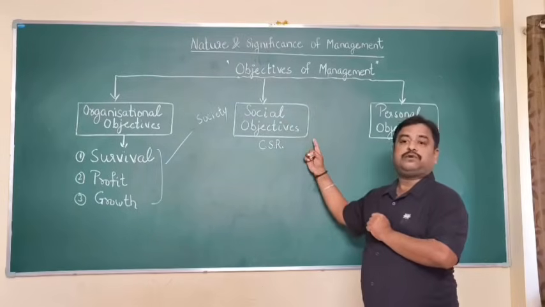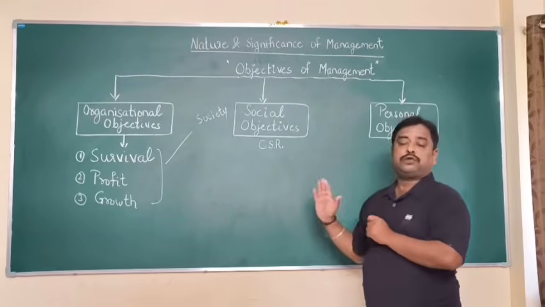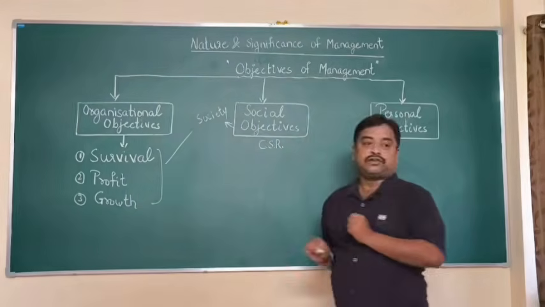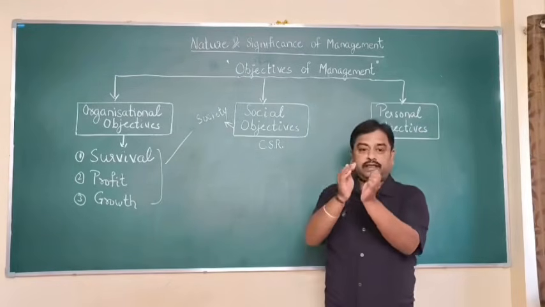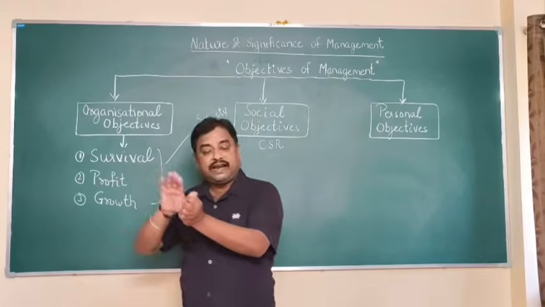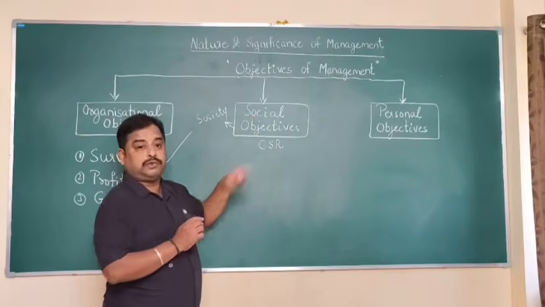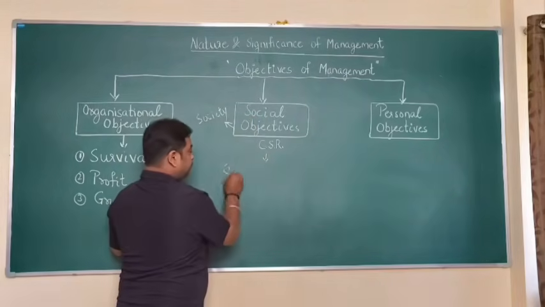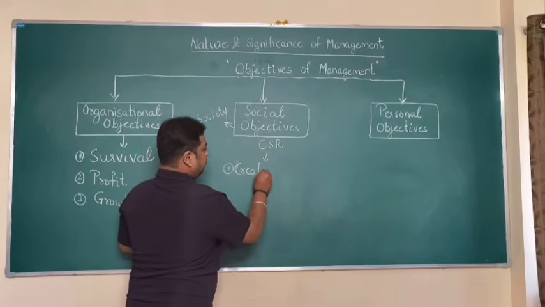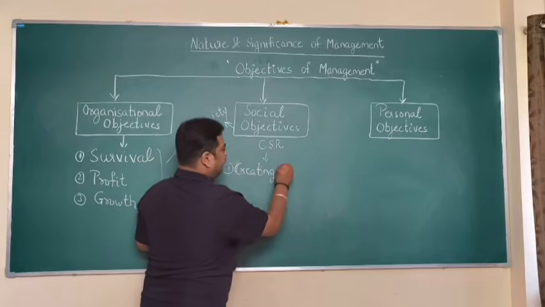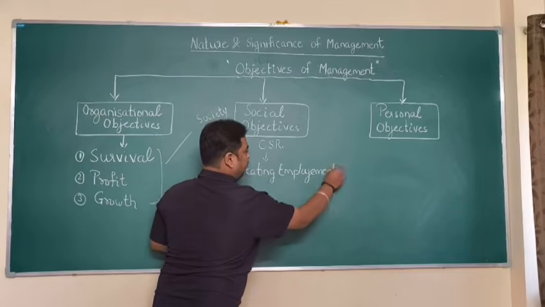So the next objective of the management is to satisfy the social objectives, and these social objectives are towards the society. Every organization keeps certain amounts aside. From the profit, they set aside a certain percentage to do some welfare activities for the social objectives. For example, one example I just want to quote here: creating employment opportunities.